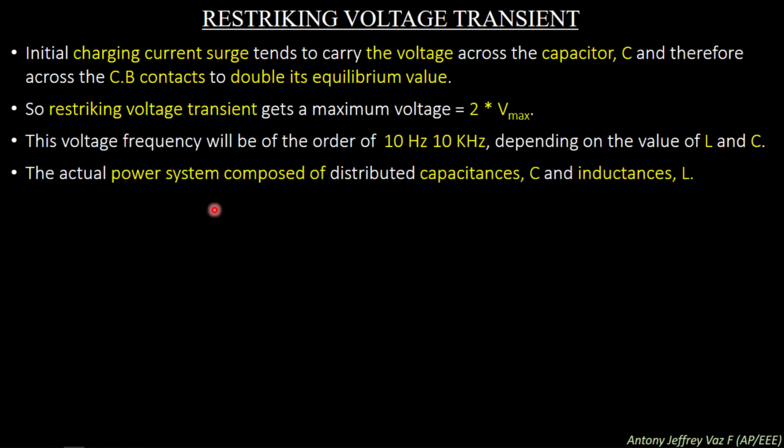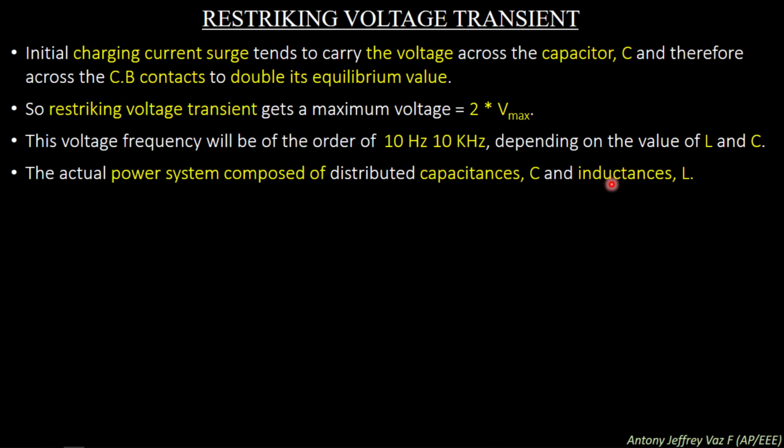The actual power system is composed of distributed capacitances and inductance. On seeing a power system in real time, these power systems have capacitances distributed and inductance distributed in nature.